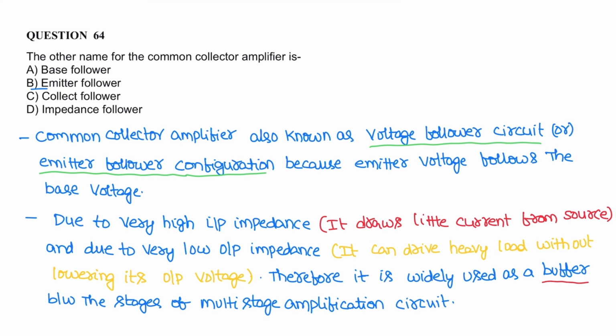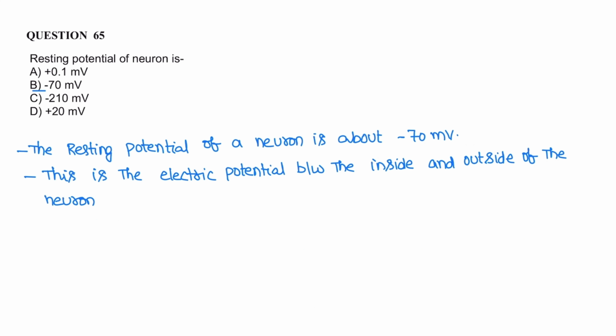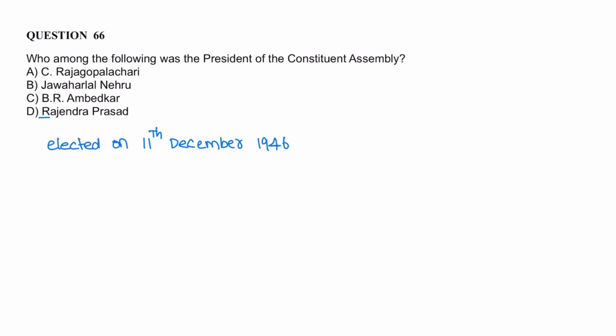The resting potential of a neuron is minus 70 millivolts. This is the electric potential between the inside and outside of the neuron. Correct option is B. Next question. Who among the following was a president of Constituent Assembly? Dr. Rajendra Prasad is the president of Constituent Assembly, elected on 11th December 1946.